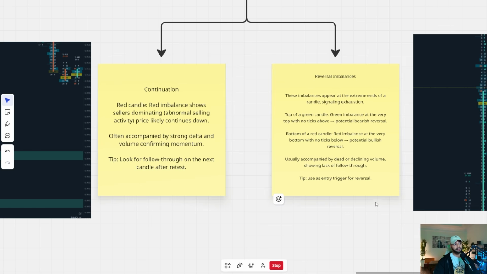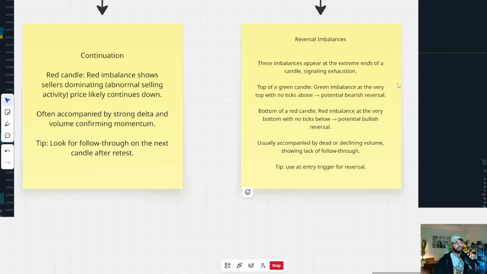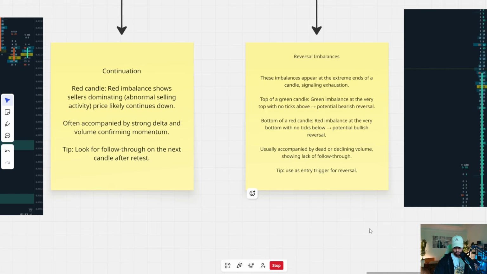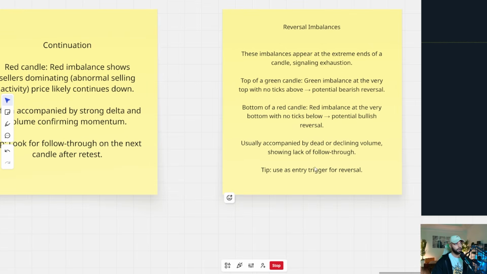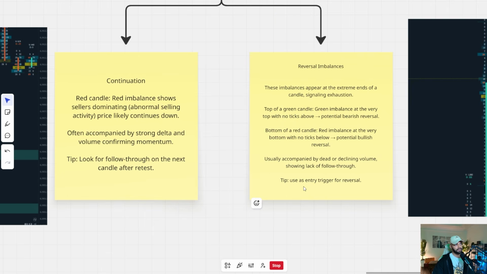And then reversal imbalances, two kinds of imbalances. These imbalances appear at the extreme ends of a candle, signaling exhaustion, right? These are for reversal signals. Top of a green candle, green imbalance at the very top with no ticks above, bearish reversal. Bottom of a red candle, red imbalance at the very bottom with no ticks below, bullish reversal. Usually again, it's accompanied by dead or declining volume showing a lack of follow through. And tip, I use this as an entry trigger for a reversal.